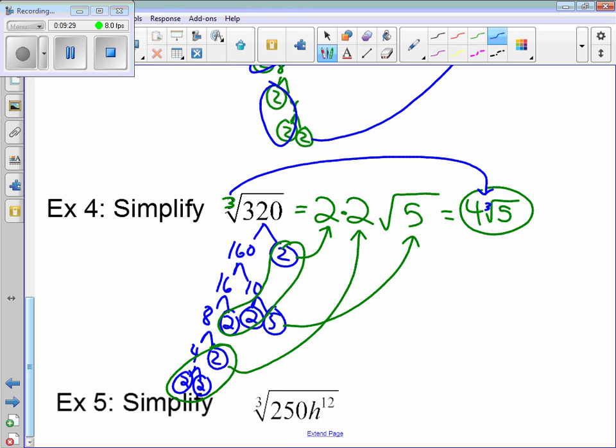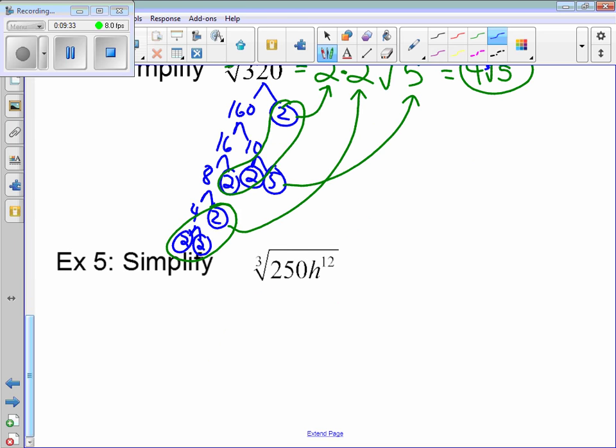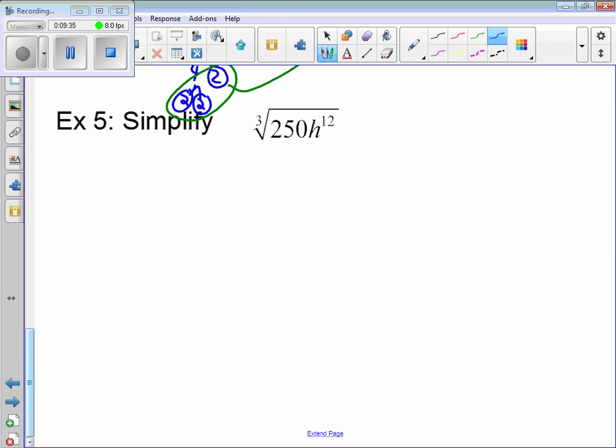Very important. And the last problem for the day. 250. Break it down the same way. 5 times 25, 5 times 5. h to the 12th. You can break the h's down, you can write down 12 h's if you want, but it's not needed. There's 3 5s because it's a cube root.